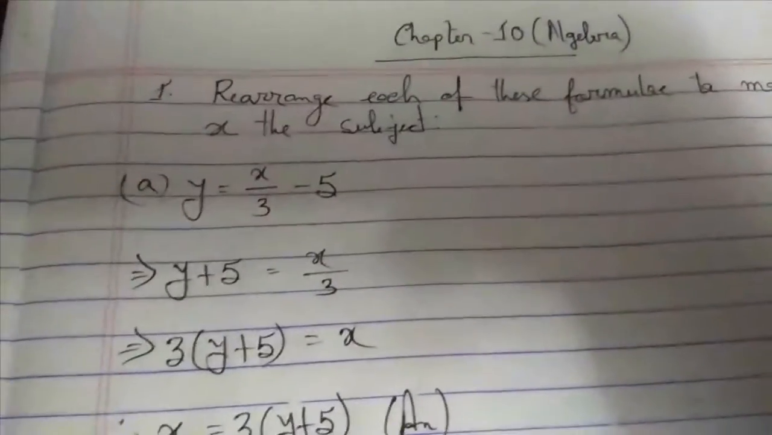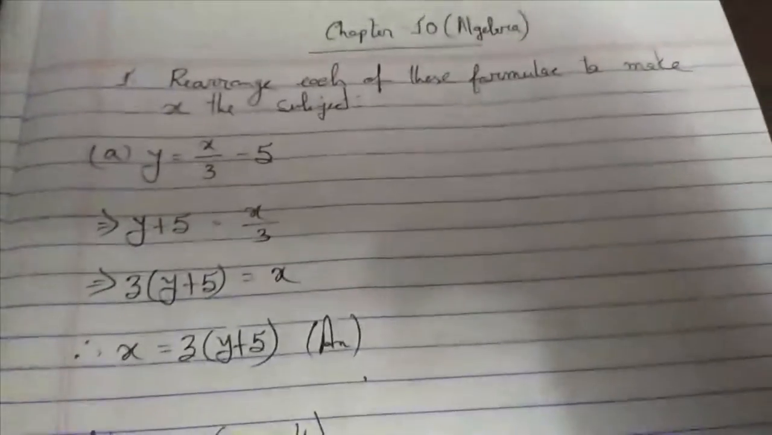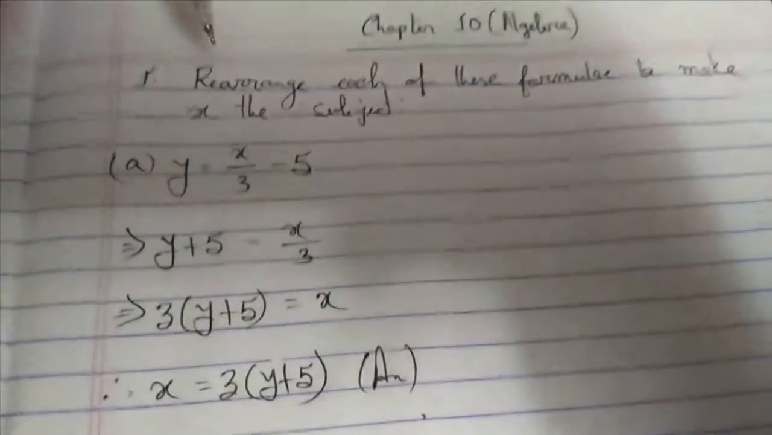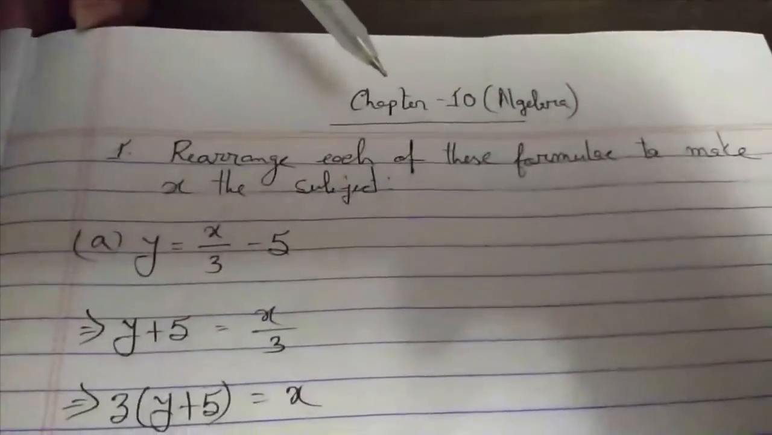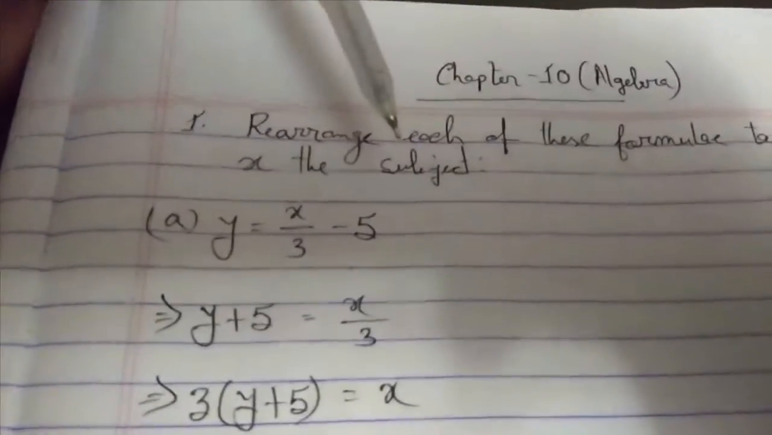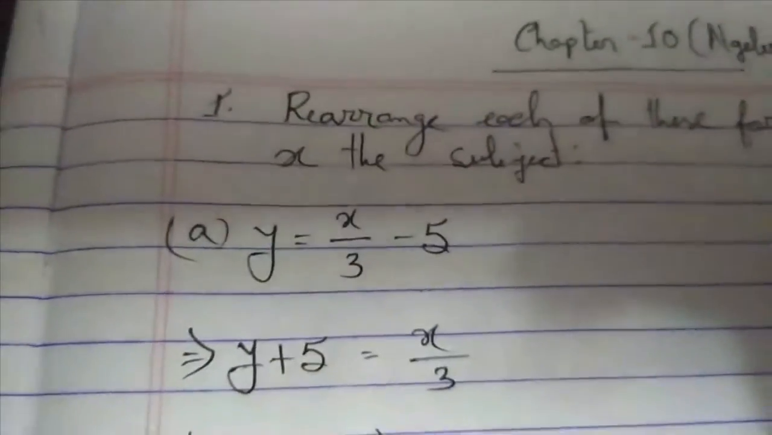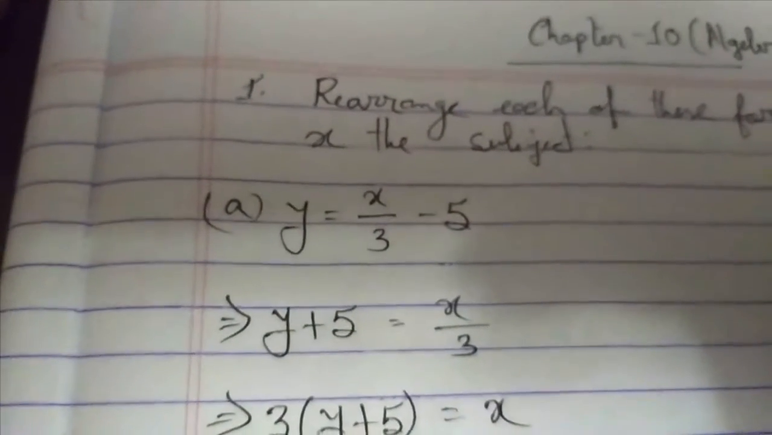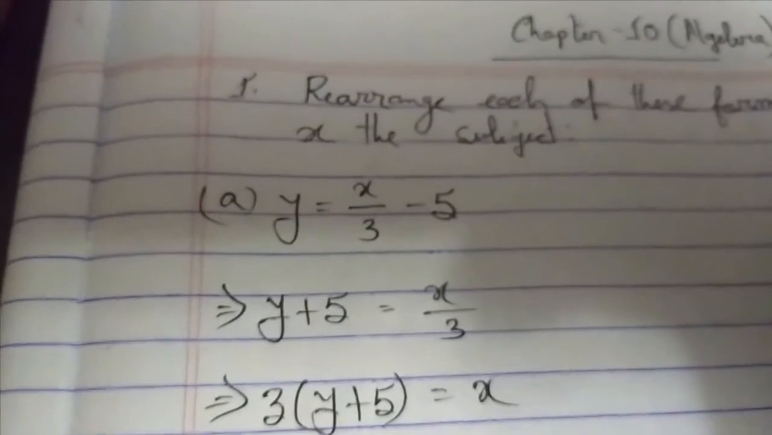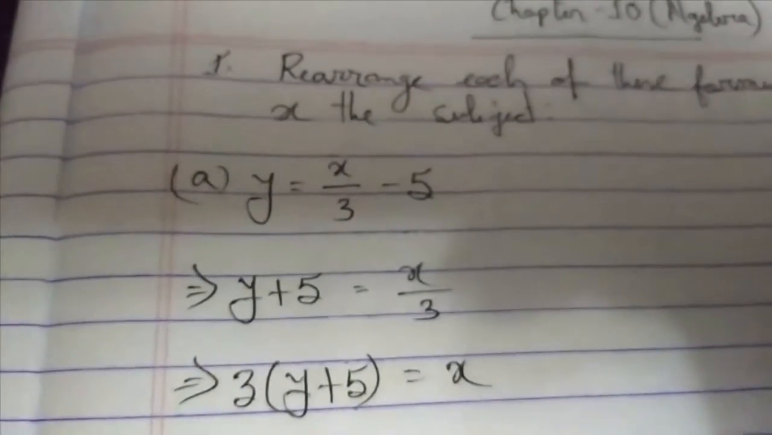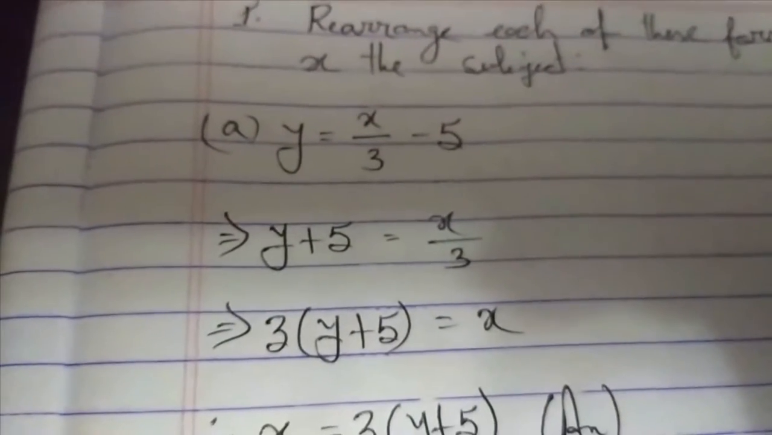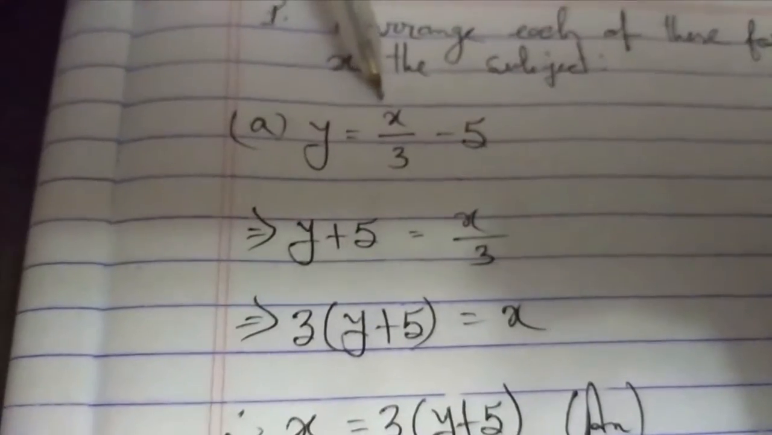Today we will look at rearranging some equations in algebra. As per the question, it says: rearrange each of the following formulas to make x the subject. The given formula is y equals x divided by 3 minus 5. This is an equation given as a question, or as a formula. Now what we have to do is make the x in the question the subject.